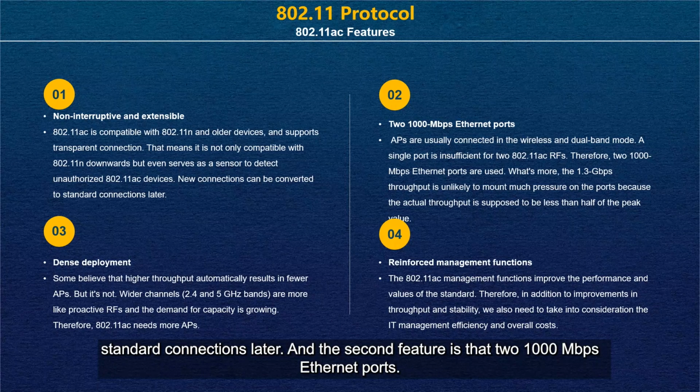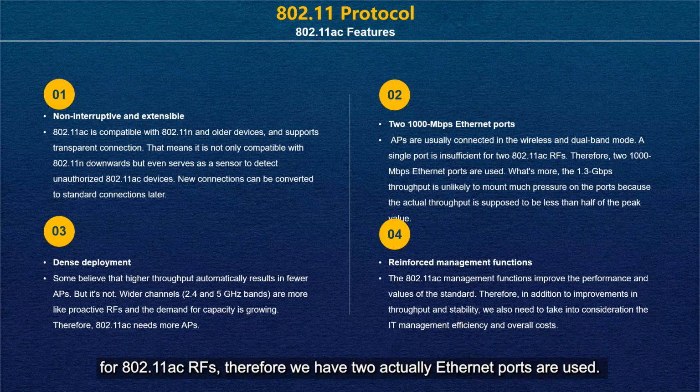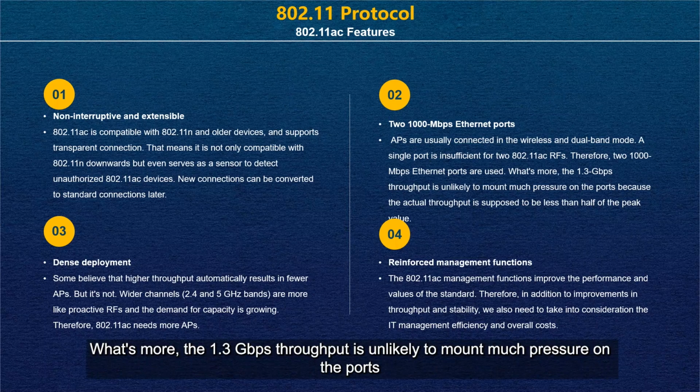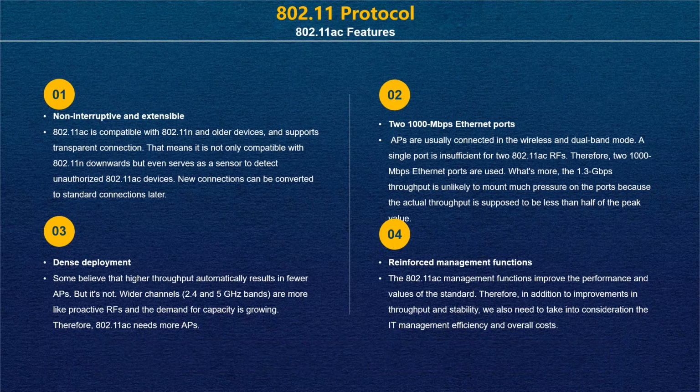And the second feature is 1000 Mbps Ethernet ports. APs are usually connected in the wireless and the dual-band modes. So a single port is insufficient for 2 .11ac RFs. Therefore, 2 Ethernet ports are used. What's more, the 1.3 Gbps throughput is unlikely to put much pressure on the ports because the actual throughput is supposed to be less than half of the peak value.